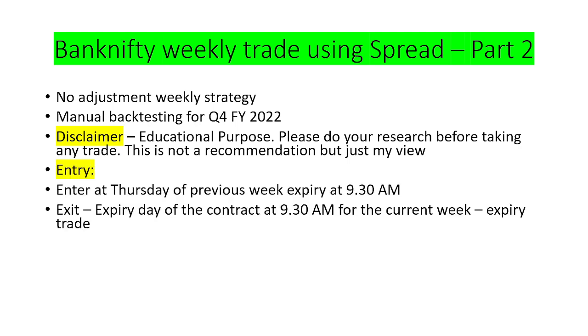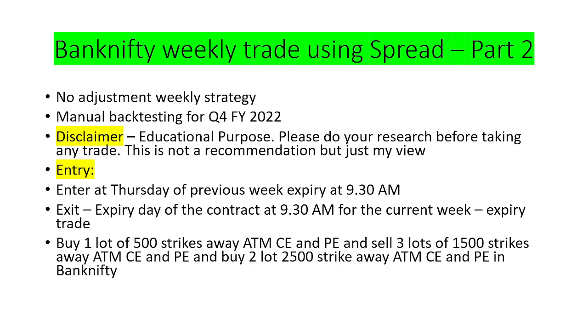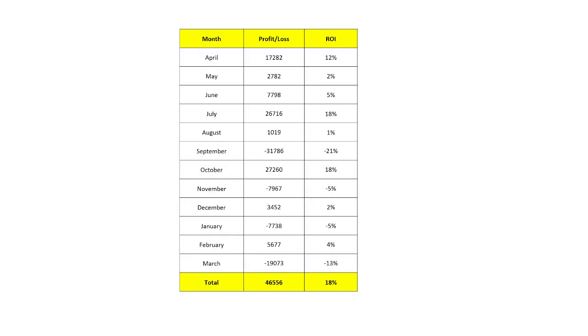As you have seen in the previous video, this is an entry on the previous Thursday by 9:30 a.m. and exiting on the expiry day at 9:30 a.m. So you are going to hold this position for a week. That is what this trade is. We are going to buy one lot of the ATM 500-strikes-away call and put, sell 3 lots of the 1500-point-strikes-away call and put, and buy again 2 lots of the 2500-strikes-away call and put as a hedge. That is what it is. And capital required is 1.5 lakhs.